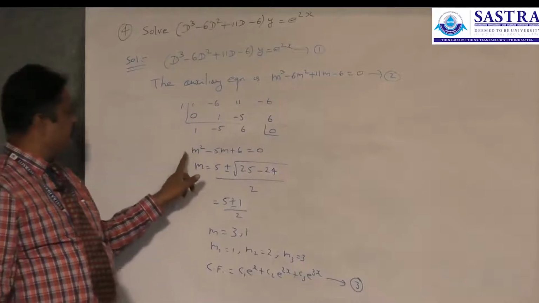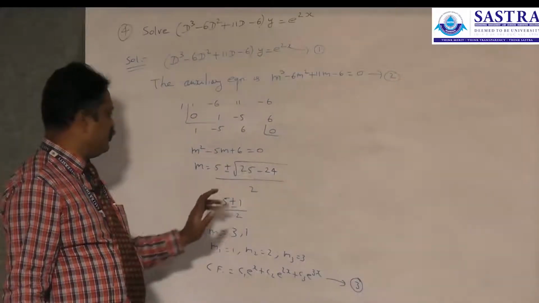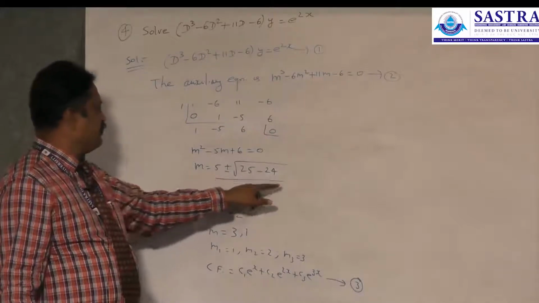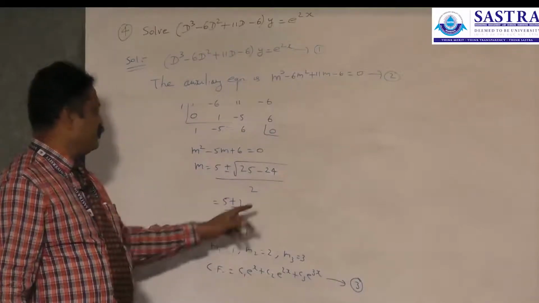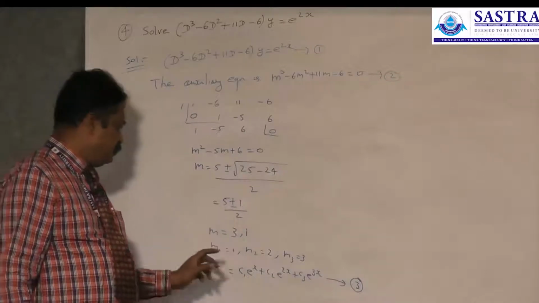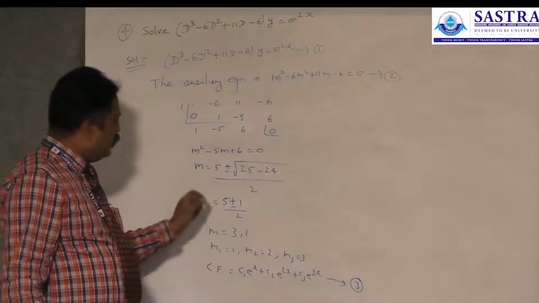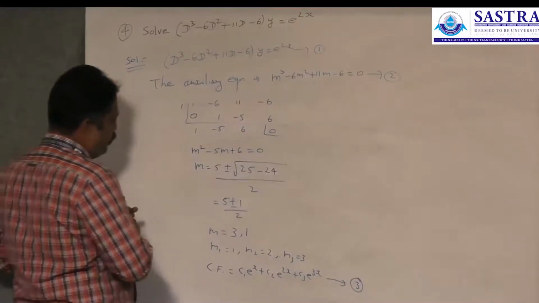Now, the transformed equation is m square minus 5m plus 6 equal to 0. m is equal to minus b plus or minus root of b square minus 4ac divided by 2a. So, 25 minus 24, 1. 5 plus or minus 1 divided by 2. 5 plus 1, 6 by 2, 3. 5 minus 1, 4 by 2, 2.